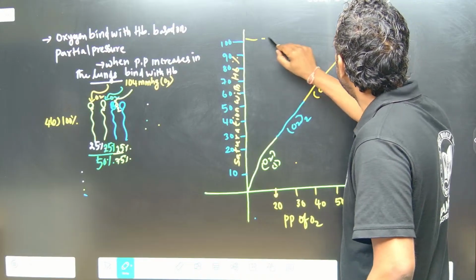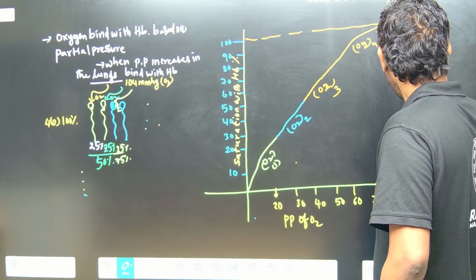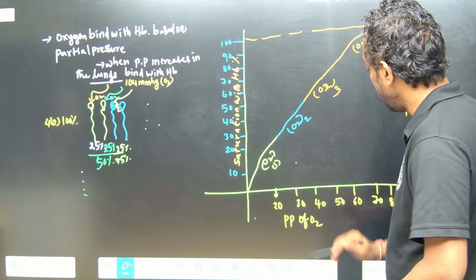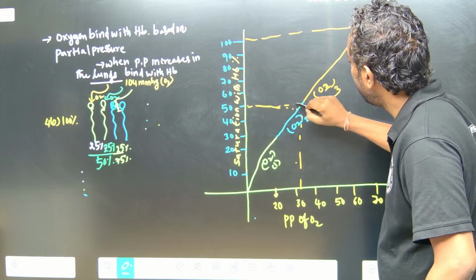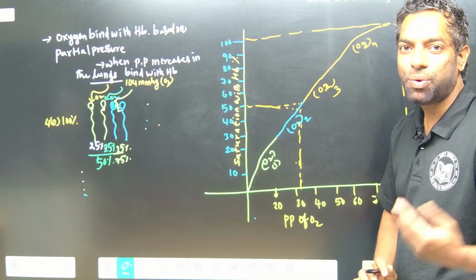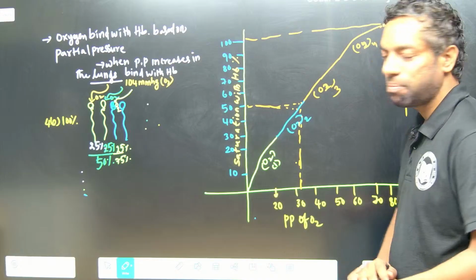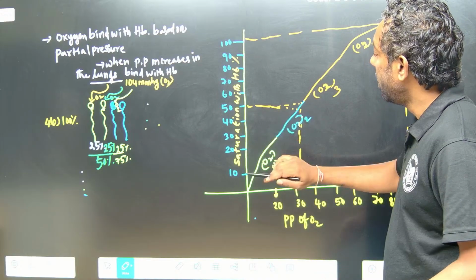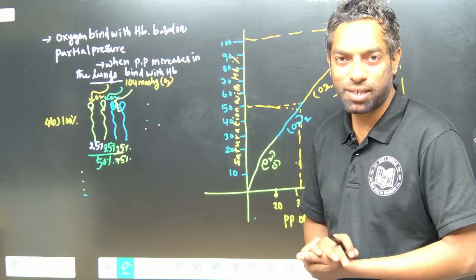100% saturated with the fourth oxygen, which means a partial pressure of 95% is enough for 100% saturation. 30% partial pressure gives 50% saturation, meaning two oxygens are bound at 30% partial pressure. A partial pressure of 30 creates two oxygen molecules binding to hemoglobin, that is 50% saturated.